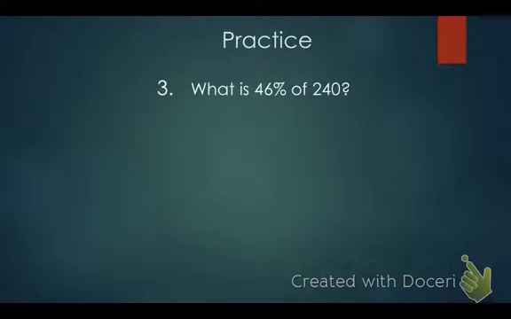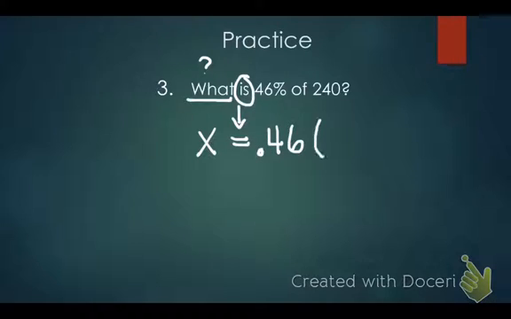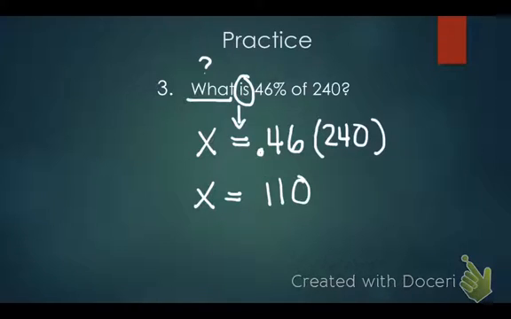So again, remember that in equations, we are going to have to change our percents to decimals. So I see what, that's my question, so I'm going to make that be x. Bring this down. Is means equals. 46%, change it to a decimal, would be 0.46, and of means multiply. So on your calculator, you just do 0.46 times 240. I get 110.4. That's by the equation method.